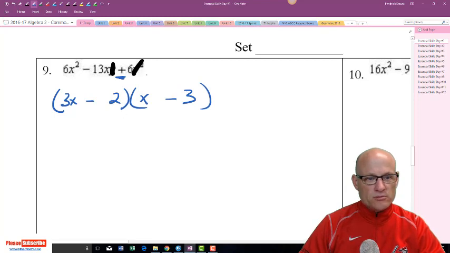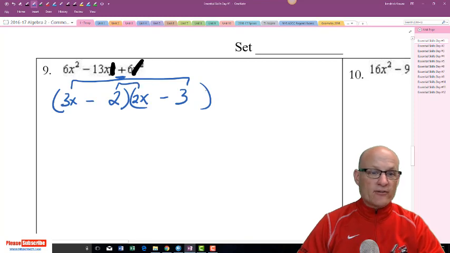Nope. How about 6 and 1? 18 and 1? No, that's not going to do it. Oh, this is 3x and 2x. Let's try that again. 3 and 2. 9 and 4 make, there it is, right there.